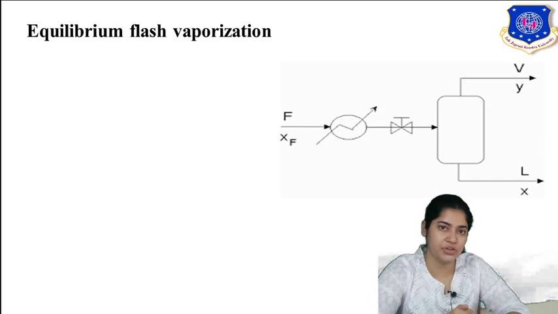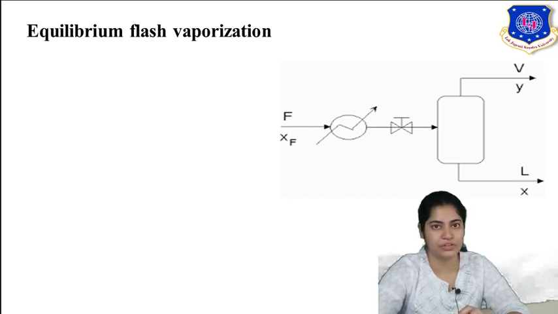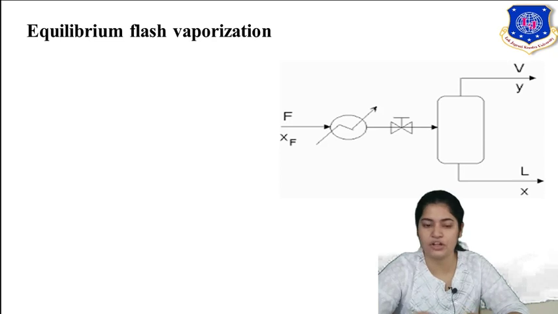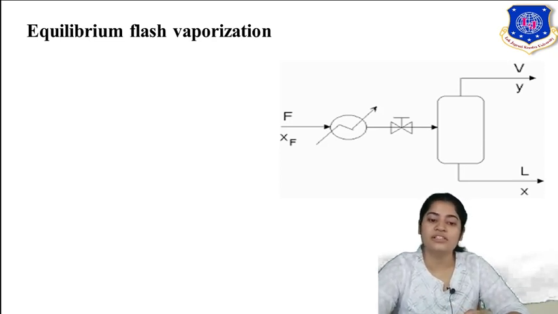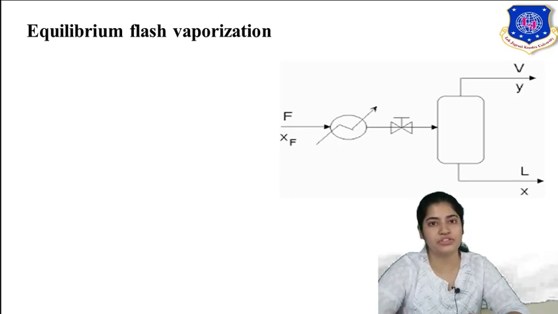The first process you are doing is preheating it. You are heating it. Now because of heating, you are increasing its enthalpy and you are increasing its pressure. Because of increase in temperature, pressure will also increase. Now this increased pressure feed is sent through a pressure reducing valve. Now its pressure is reduced.